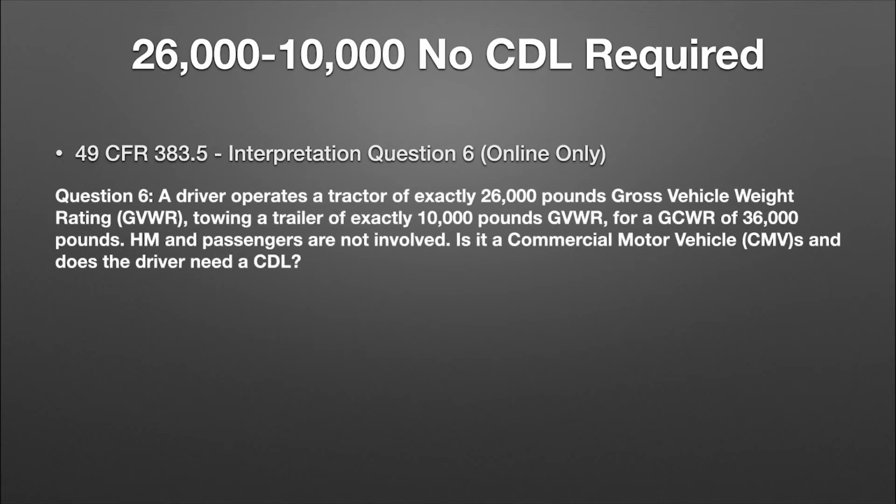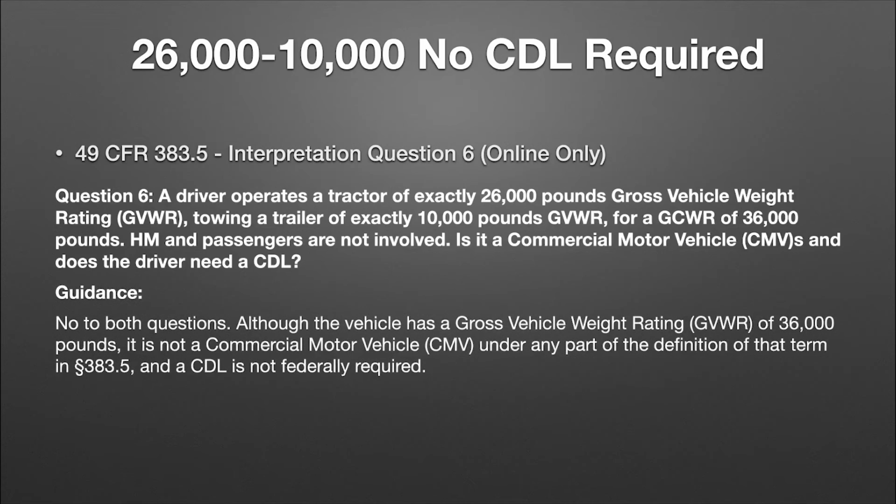Now, what does question 6 say? A driver operating a tractor of exactly 26,000 pounds gross vehicle weight rating and towing a trailer of exactly 10,000 pounds gross vehicle weight rating, for an overall 36,000 pounds, hazmat and passengers are not involved. Is this a commercial motor vehicle? And they mean by 383 standards, not by 390 standards. And do they need a CDL? And the guidance is no, they do not.